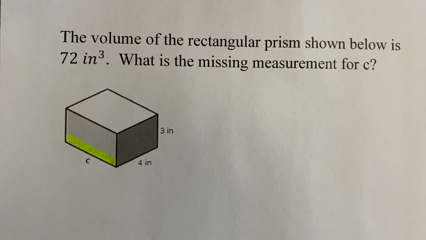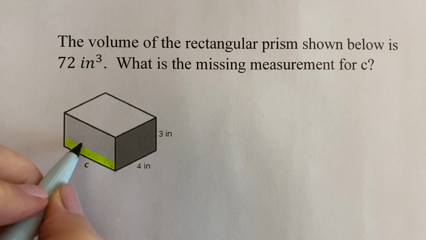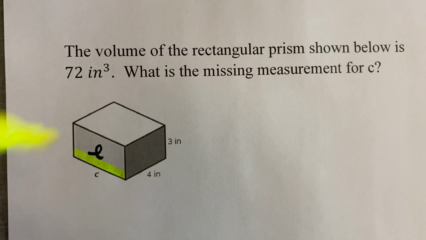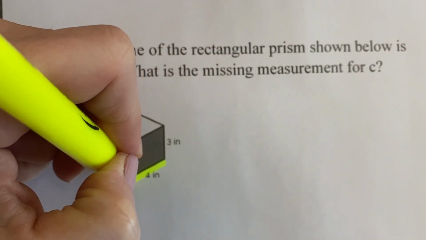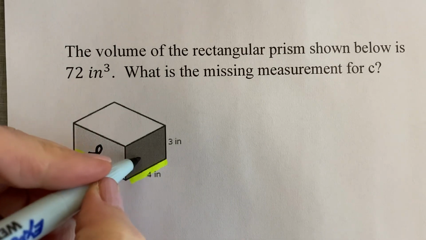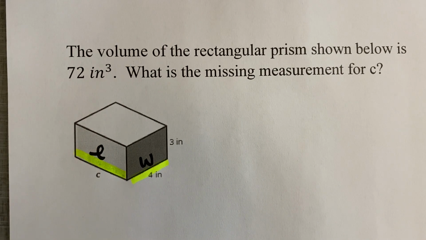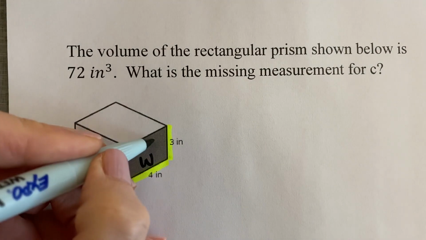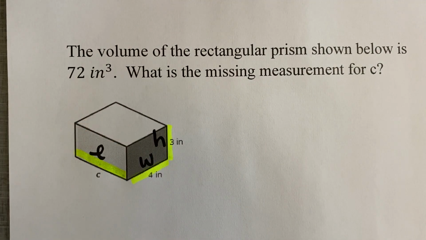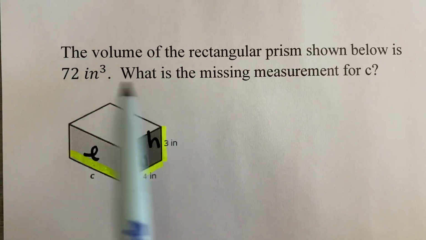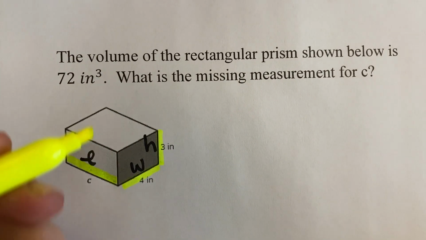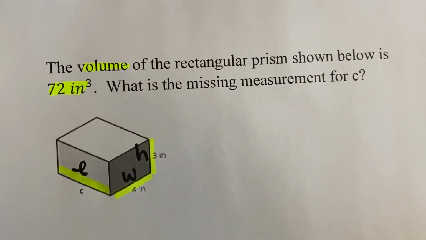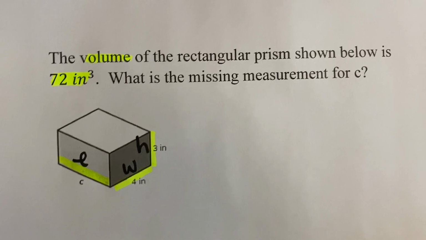So if we call that length, or L, then our width here would be 4, call that the W. And the height, H, would be the 3 here. So this is a little bit backwards because in this problem, they give us the volume. So they tell us the volume is 72 inches cubed.